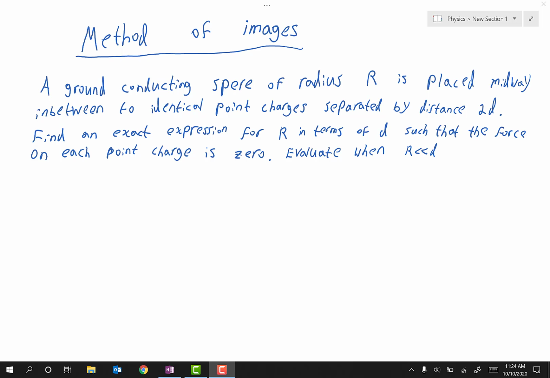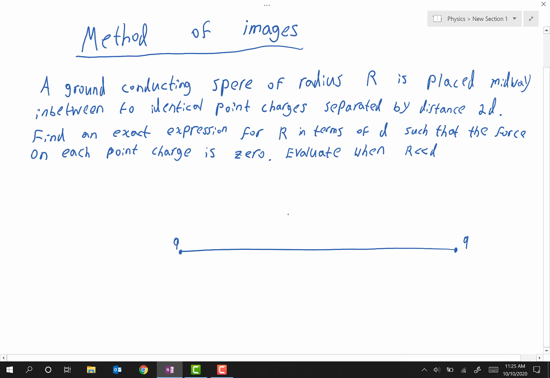Welcome to The Hidden Variables, and today we are going to solve an electrostatic problem using the method of images. Consider a grounded conducting sphere with radius capital R, placed midway in between two identical point charges separated by a distance 2d. We would like to find an exact expression that relates capital R to d in which the total force exerted on each point charge is 0, and then evaluate when R is much smaller than d.